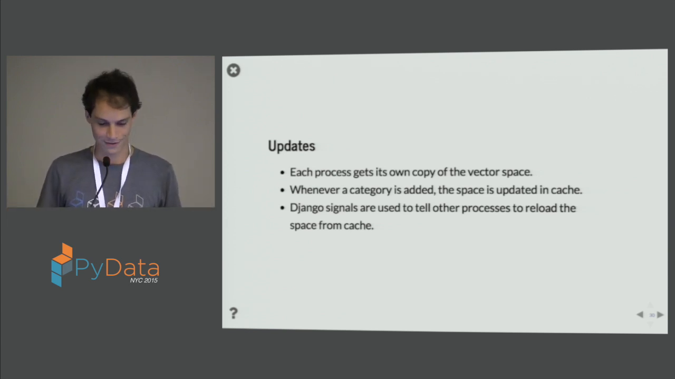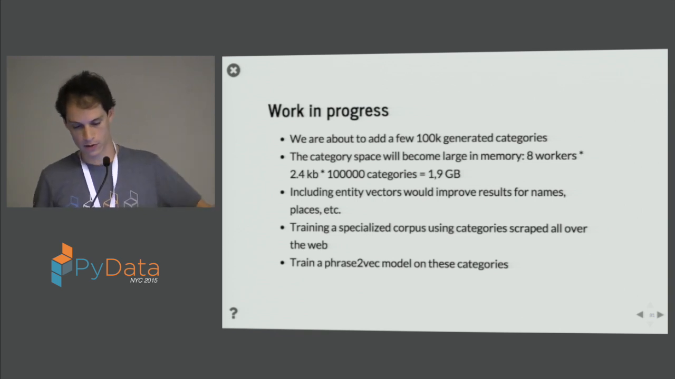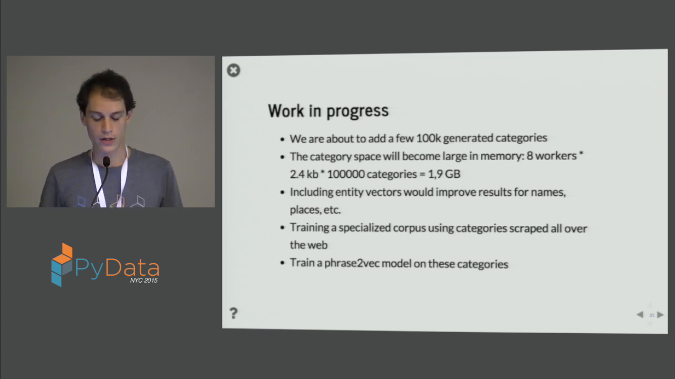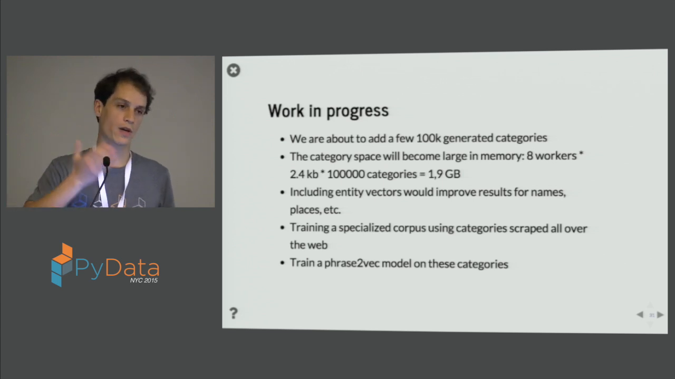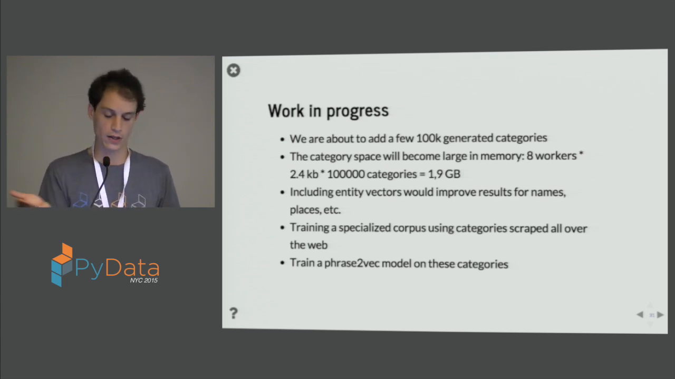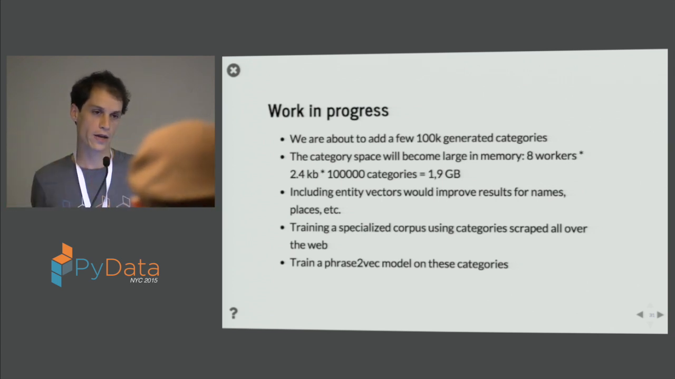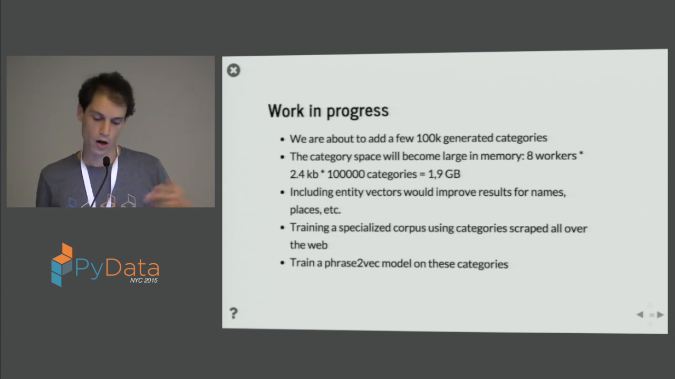So this is a work in progress. I was telling you we're planning to add these hundreds of thousands of categories, and now this category space will become large. We cannot anymore tolerate each worker having its own copy of the space, similar to what happened with the original model. So my guess is that we will put that on a server again and have that as a service, and then do some caching at various levels, not to have to query that service too much.